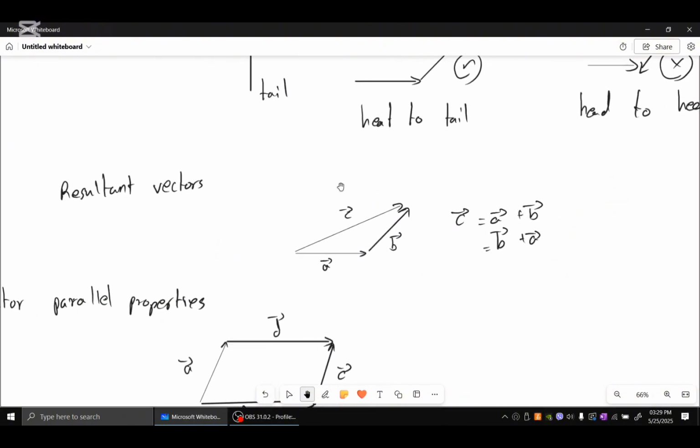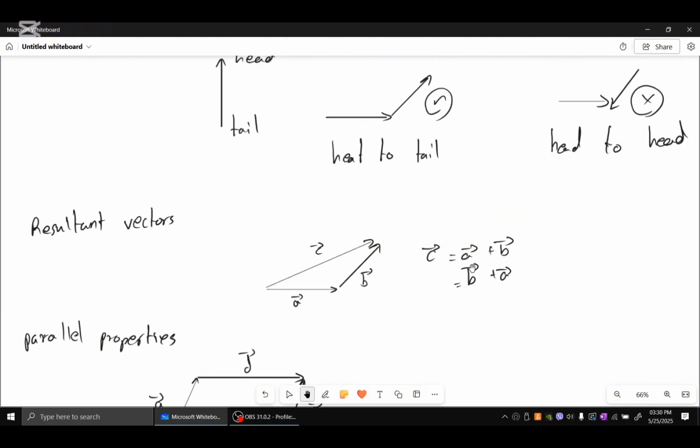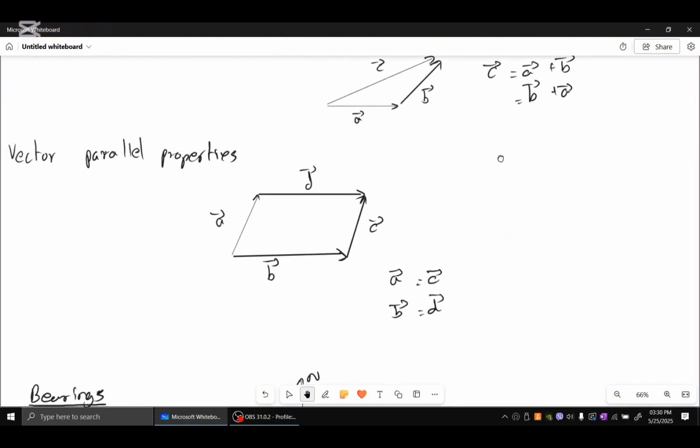Now the second is resultant vectors. After you have aligned them head to tail, you can connect the first tail of the vector to the head of the second vector, and you get the resultant vector. Now the important thing here also is that vector addition is commutative. So a plus b is going to be b plus a, and so on.